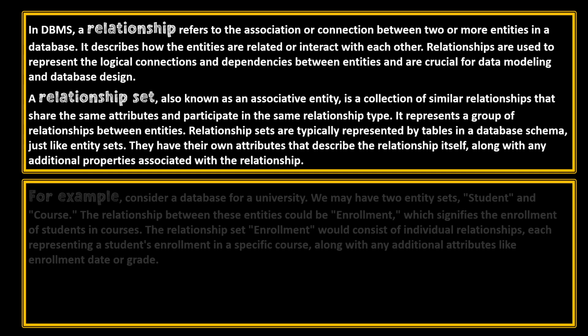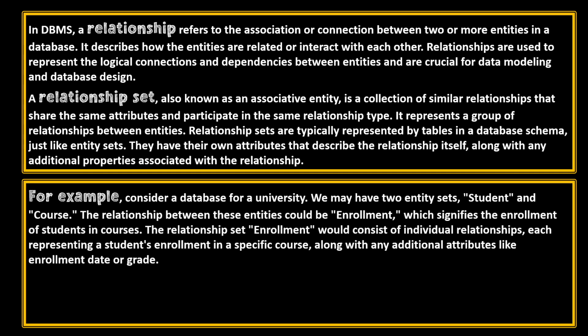For example, consider a database for a university. We may have two entity sets, student and course. The relationship between these entities could be enrollment, which signifies the enrollment of students in courses. The relationship set, enrollment, would consist of individual relationships, each representing a student's enrollment in a specific course, along with any additional attributes like enrollment date or grade.